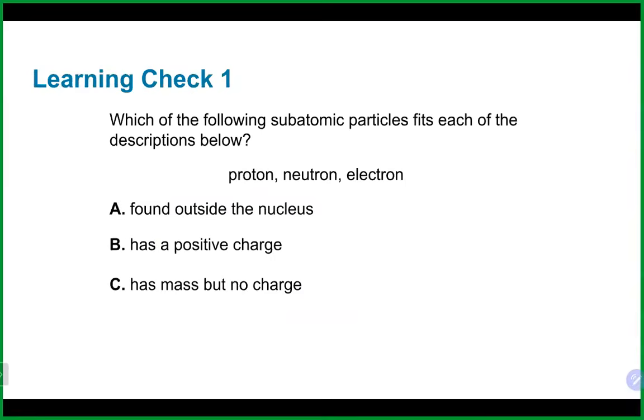Any questions on the atom there? All right, let's take a look at some of these. Which of the following subatomic particles meet the description? Found outside the nucleus is an electron, right? Has a positive charge is a proton, and has mass but no charge is a neutron. I was trying to read that. Yeah, that sounds good.